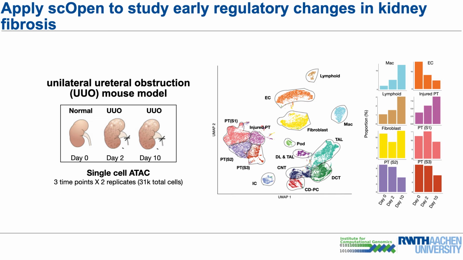Notably, we are not only able to identify all the major cell types in the kidney, but also some rare cell types, such as podocytes. Moreover, we also identified a new cell type which we termed injuring proximal tubular cells. Finally, we computed the cell proportion across different time points, so it's quite clear that some cell types are increasing, like macrophages and injuring proximal tubular cells, and there are also some cell types which are decreasing along this process.